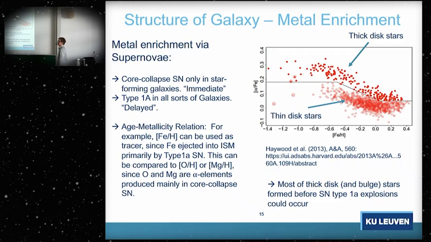So, to put it in a short sentence: most of the thick disk, and this also holds for the bulge, I took the thick disk here as an example, stars formed before the type 1a supernova explosions could occur. Therefore, the alpha over iron is enhanced.